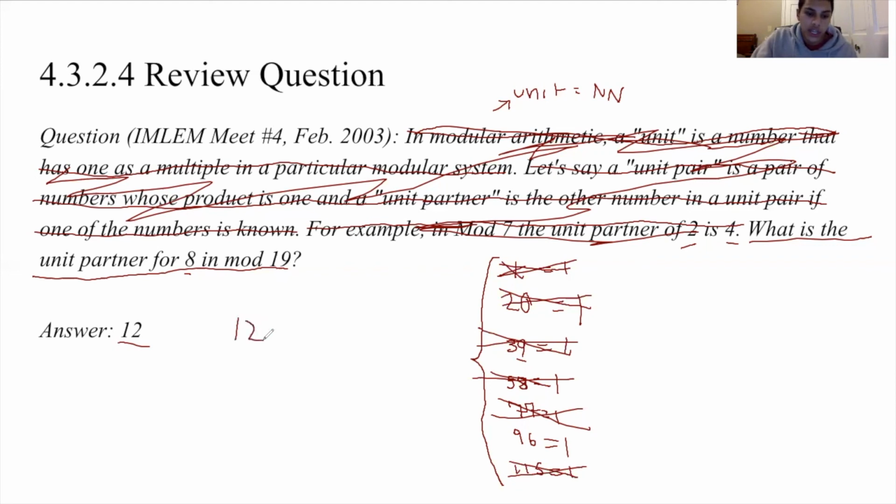And if you wanted to check this, like if you wanted to just make sure that this works, then you can multiply 12 by 8, you get 96. And then when you divide 96 by 19 to get what it is in mod 19 and find the remainder, that is going to be equal to 5 with a remainder of 1 in mod 19. So 1 would be what it multiplies to, and 12 would be the inverse.